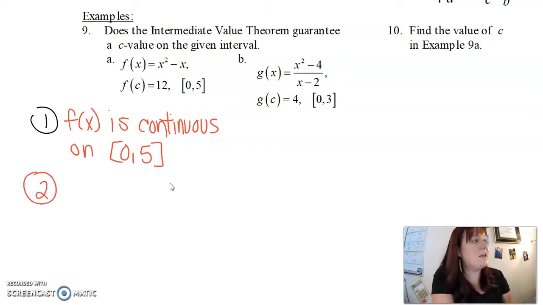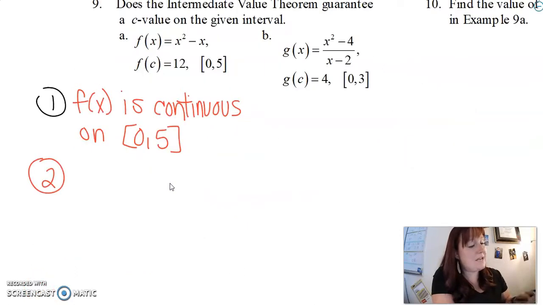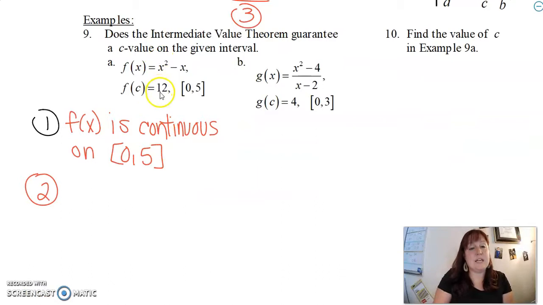Number two, the next thing is, I'll underline these. This is number one, f of x has to be continuous. Number two is that there is some k value in between f of a and f of b. Then number three is our conclusion, okay? I'm looking to see, is there an x value in between 0 and 5 that gives me 12? That's the question. That's what the intermediate value theorem is asking. Is there a value in between 0 and 5 that spits out 12?